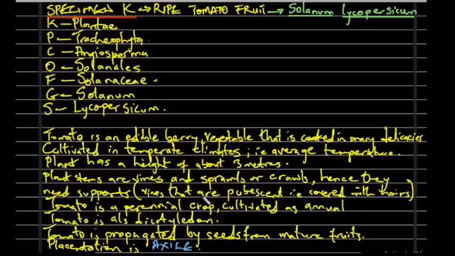So tomato is a perennial crop, and it is cultivated as an annual crop. Tomato is also a dicot, a dicotyledon. This tomato is propagated by seeds from mature fruit. We get seeds from mature fruit in the propagation of tomato, and the placentation we have in it is axile. So that is about what we want to talk about for specimen K, which is the ripe tomato fruit.